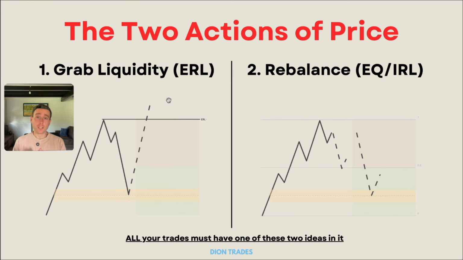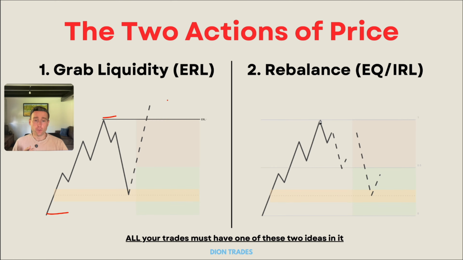When talking about market maker models, you first need to understand the 2 actions of price. It's very simple. Price can only trade to external range liquidity or internal range liquidity. External range liquidity is grabbing liquidity, old highs and old lows. Internal range liquidity is rebalancing, or going to equilibrium.